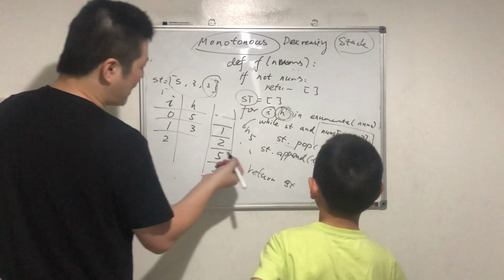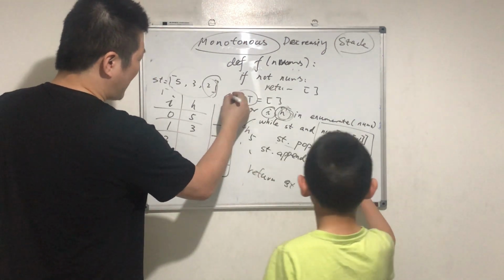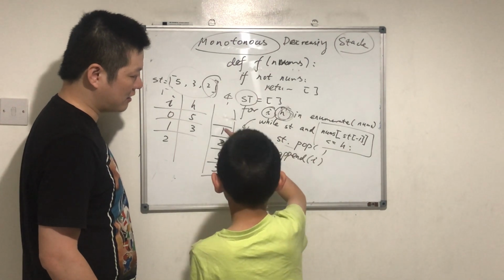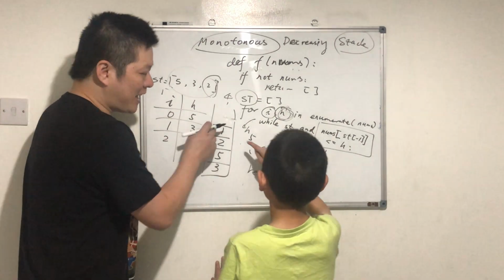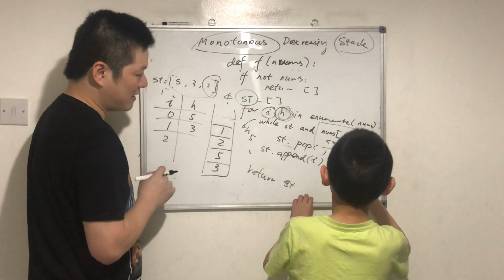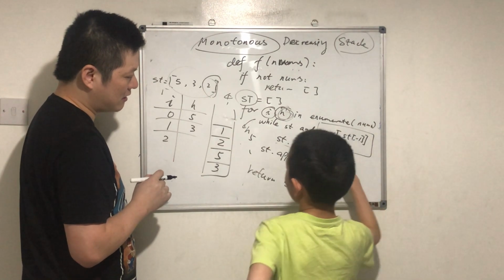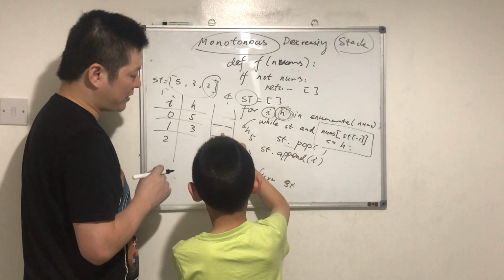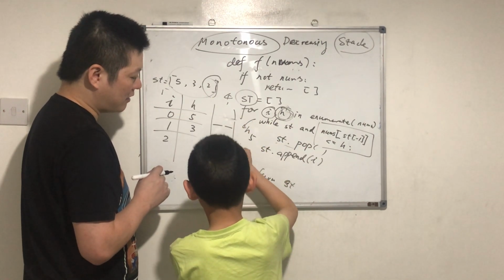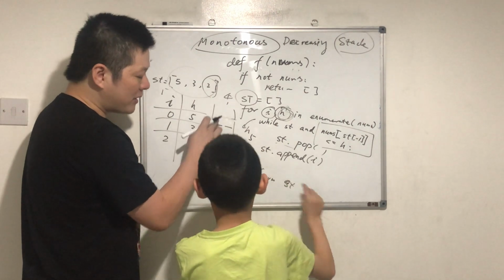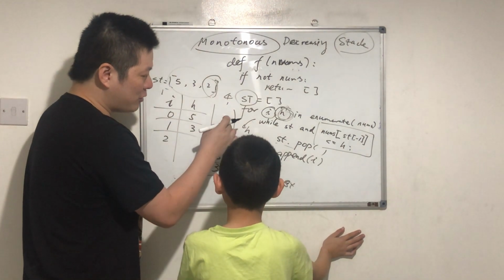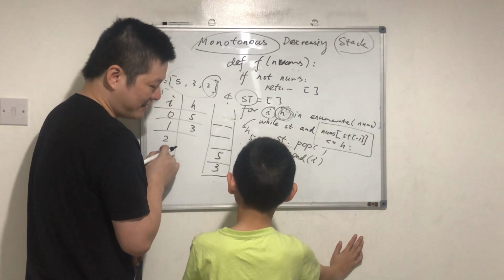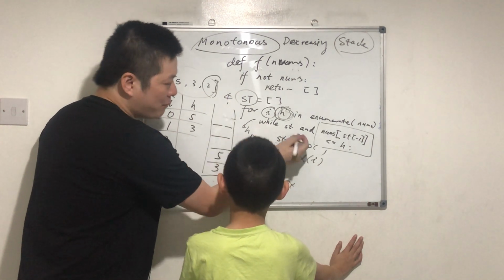Okay, so what happened here? If I have 4 coming in, what happened? The top of the stack is st minus 1. So that means it's smaller, so we pop it out, and then put 4 in. No, you're not popping up to 4 in. You keep popping until the top element is bigger than that. You're not popping just once. You keep popping.